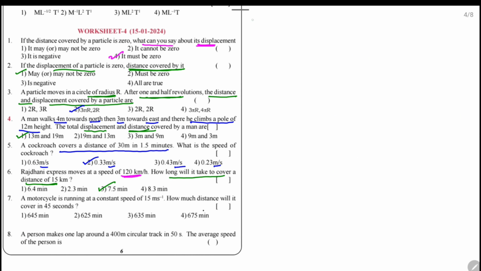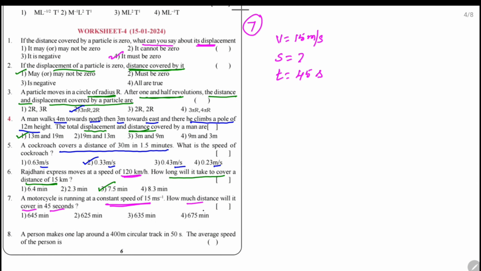Question number 7. A motorcycle is running at a constant speed of 15 meter per second. The speed is given. So are you understanding how I am solving numericals? First I am writing what is given there, right? So how much distance will it cover? So distance is how much? In 45 seconds. So time is given.